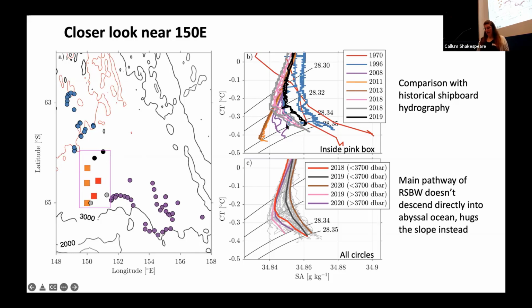So the temperature salinity plot on the upper right-hand corner is the same that I showed you earlier, where you see that freshening from 1970 to 2011. Oh. We've lost.